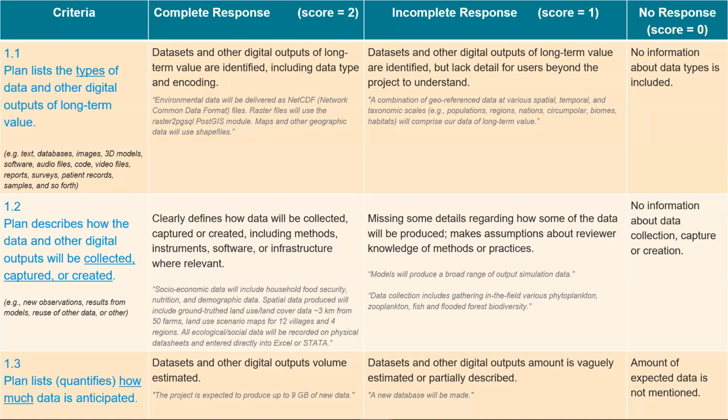Here are the criteria. Criteria 1.1 in the scorecard: plan lists the types of data and other digital outputs of long-term value. This can be simply listing them, explaining what they are, naming the data types by name, and being very specific about how the data are encoded. An incomplete response might refer to data sets or other digital outputs of long-term value, but lack detail for users beyond the project to understand. So not naming specific data types. Hopefully this is anticipated: what data types are going to be created, what open formats are going to be used.